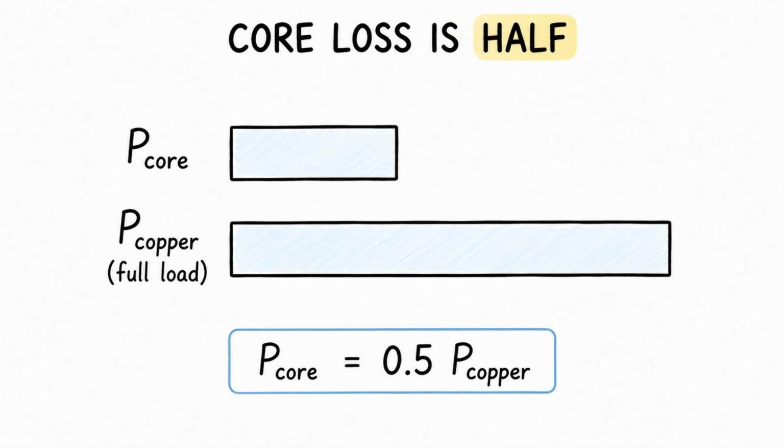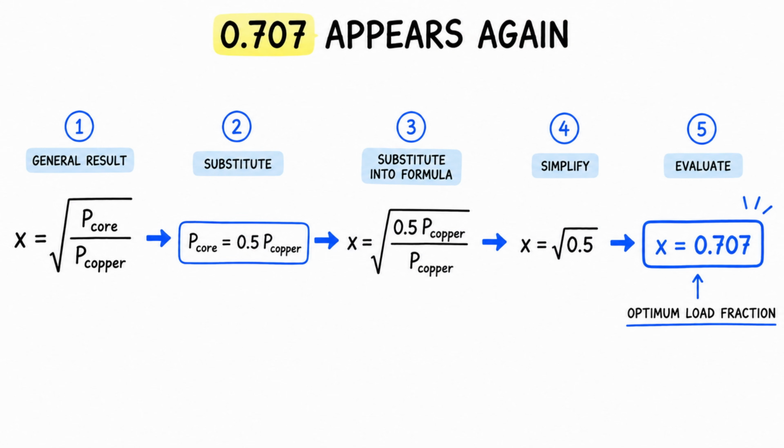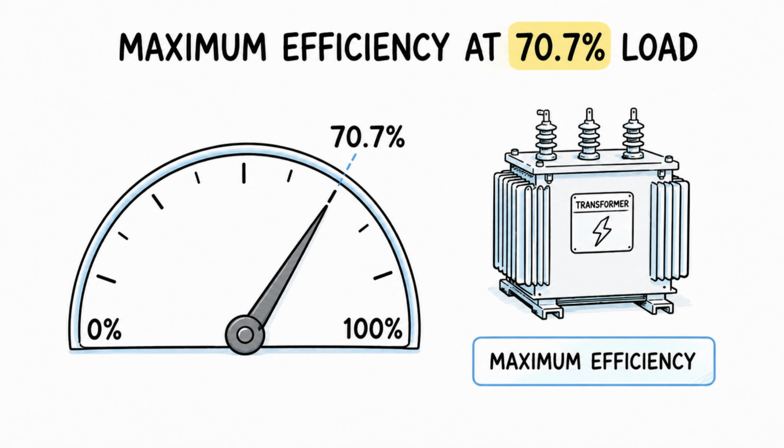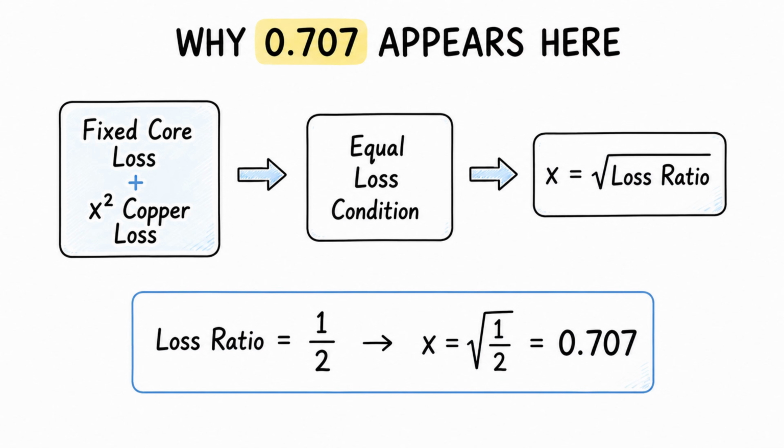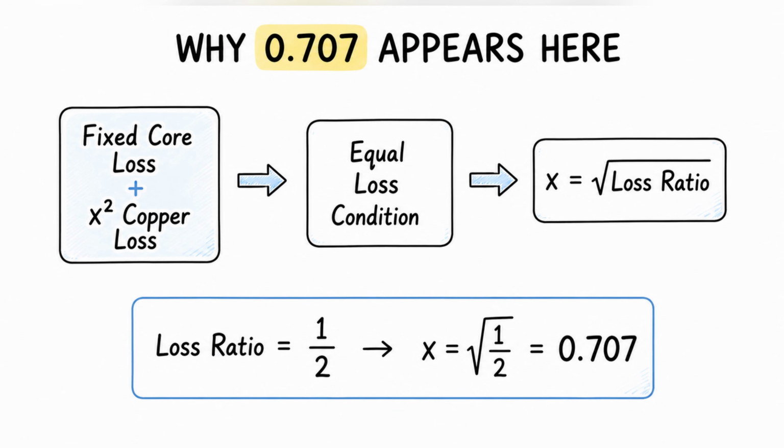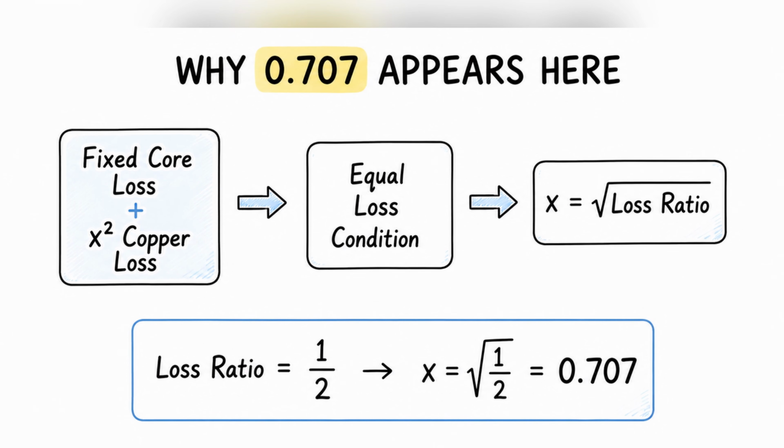For a typical well-designed distribution transformer, the core losses are approximately half the full load copper losses. P-core equals 0.5 times P-copper. Substituting gives X equals the square root of 0.5, which equals 0.707, so maximum efficiency occurs at 70.7% of full load. Not because anyone chose this number, but because the loss minimization mathematics for a system where one loss is constant and another scales with current squared, produces the square root of the loss ratio. And when that ratio is 1/2, the square root is always 0.707.